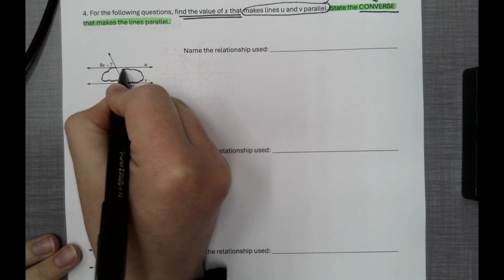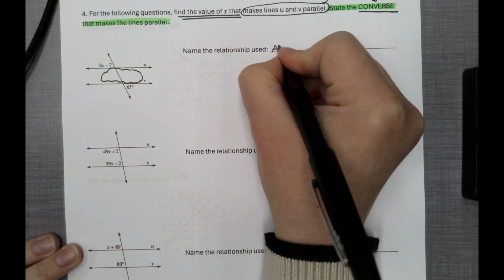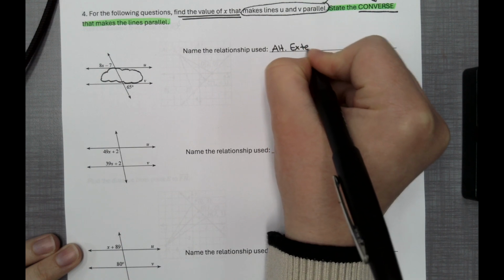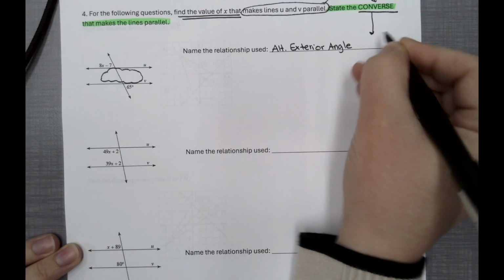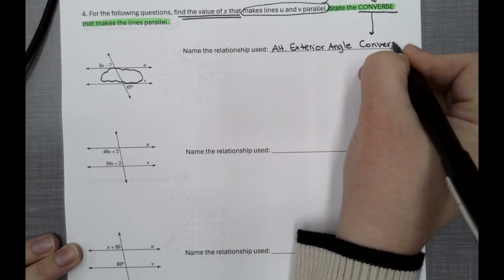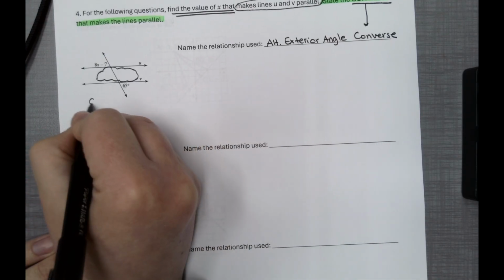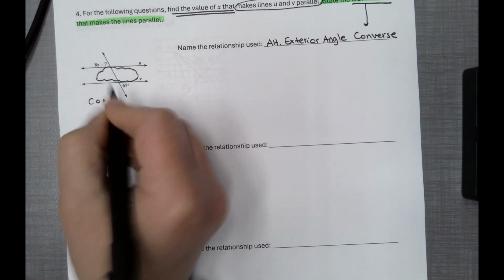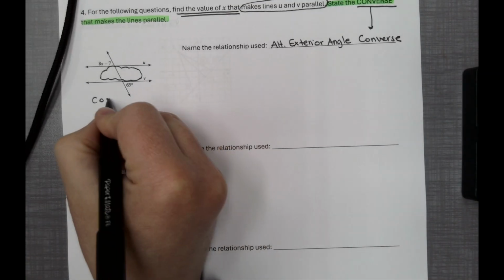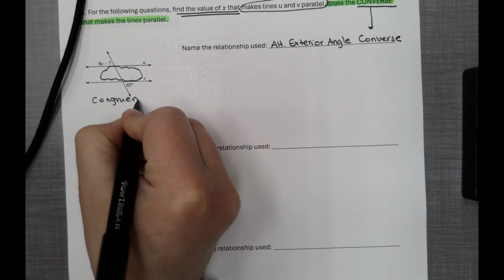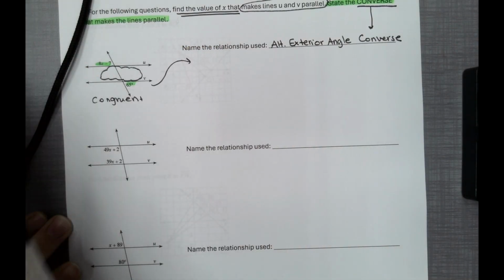So these are not interior angles, these are exterior angles, and they are on opposite sides of the transversal. So we got alternate exterior angle. And we're trying to get parallel lines, so the word converse is here. Converse for the alternate exterior angle, these are congruent. Congruent means equal in measure, so we're going to set these two here equal, solving for x.